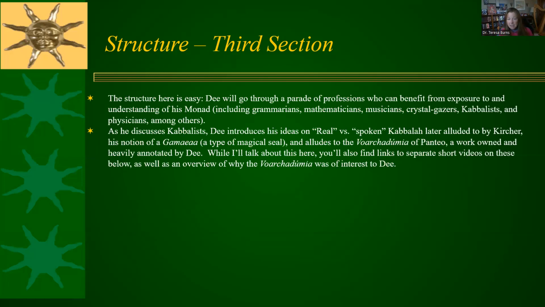So when he discusses Kabbalists, he's going to introduce his ideas of real versus spoken Kabbalah. Athanasius Kircher will directly allude to this. There's a separate video on that below. He'll introduce his notion of a gemea, a type of magical seal. There's a video on that below. And he alludes to the Voarchadumia of Panteo.